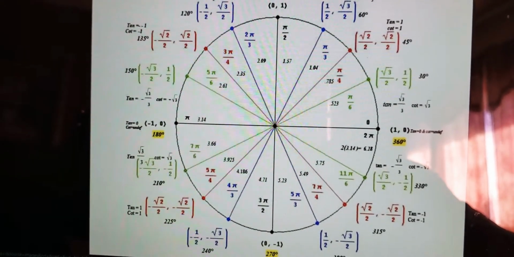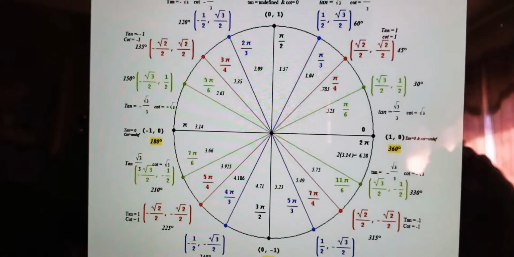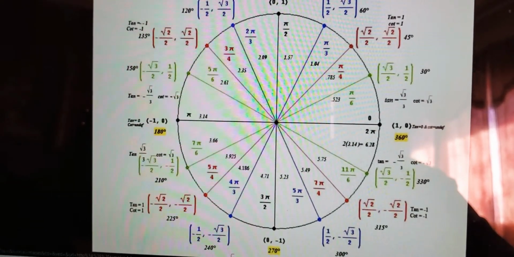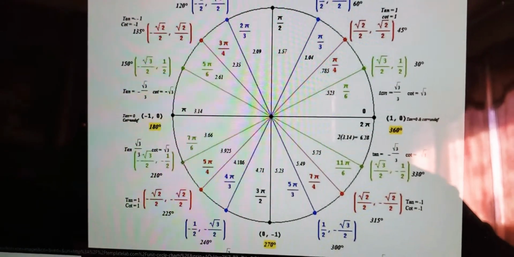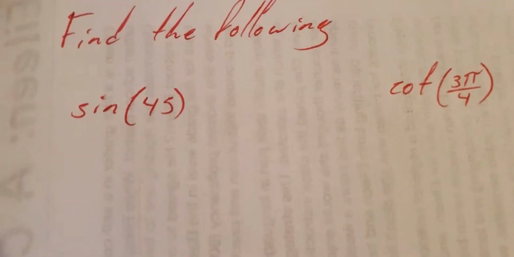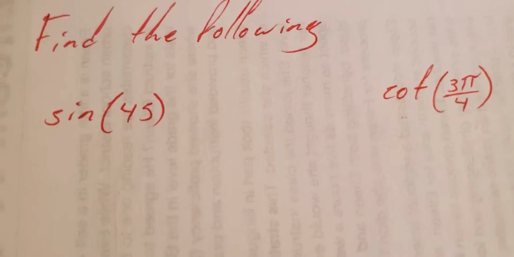Alright guys, so we're going to be doing some of the problems that we did today during class. Okay, this is my unit circle, which I'm going to be using, and I'll be providing for you guys during class too. So let's find the following: sine at 45 degrees and cotangent at 3 pi over 4.